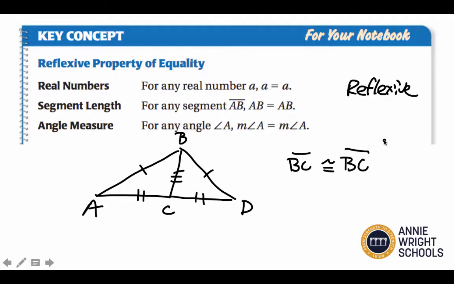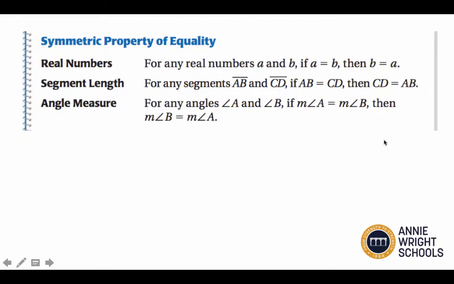Okay? Another property is the symmetric property. If you know A is equal to B, then you know B is equal to A. If you know AB is equal to CD, then CD is equal to AB. Again, another example where you might see this is when we prove triangles congruent.